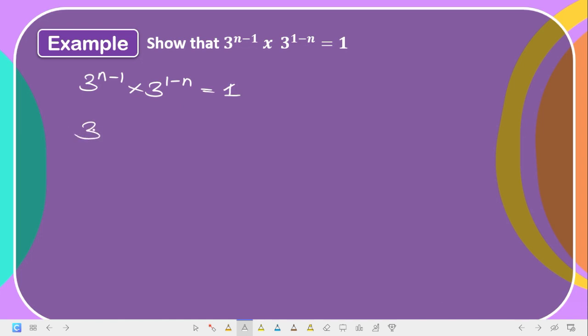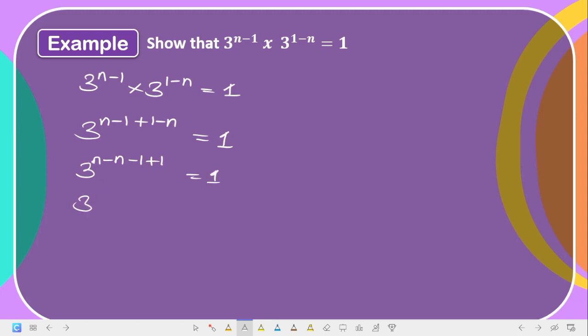So this gives us what? 3. And here is what? n minus 1 plus 1 minus what? n. We must show that this is equals to what? 1. So it means that this side of the equation must be equal to 1. Now, how do we show that? This becomes 3. Collect like terms. n. If this n comes here, what will it become? Minus n. Then we have minus 1 plus 1. This must be equal to 1.